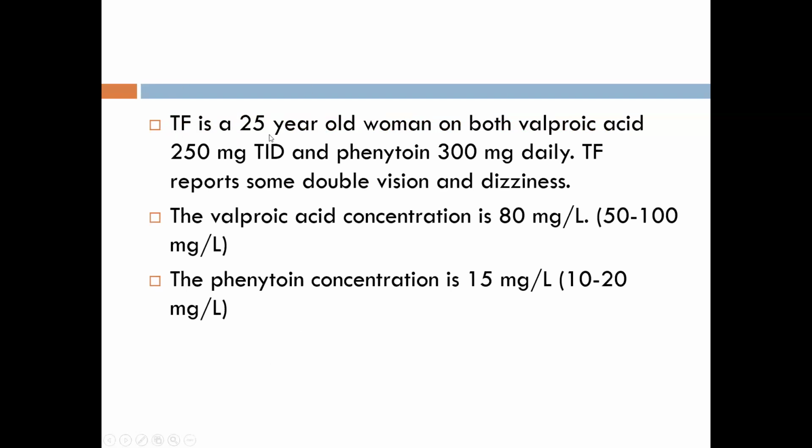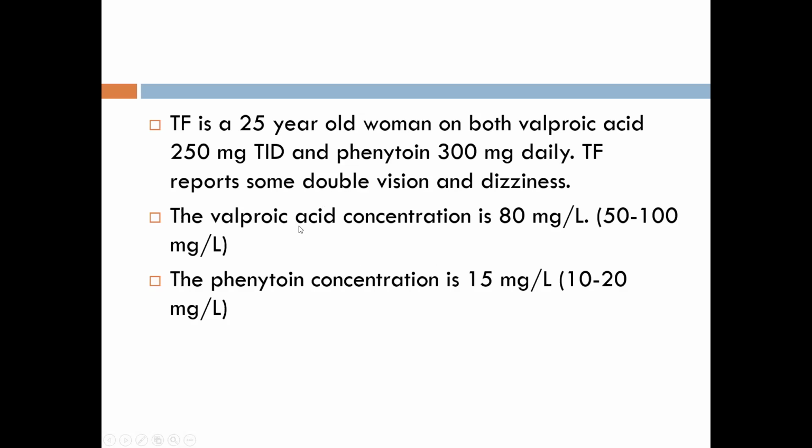Case number 3, TF is a 25-year-old woman on both valproic acid, 250 milligrams TID, and phenytoin, 300 milligrams daily. She reports some double vision and dizziness. So we're worried about both of these drugs with that, but we do know that valproic acid displaces phenytoin from its binding site. So the valproic acid concentration is 80, which is in the therapeutic range, and the phenytoin concentration is 15, which is in the therapeutic range.